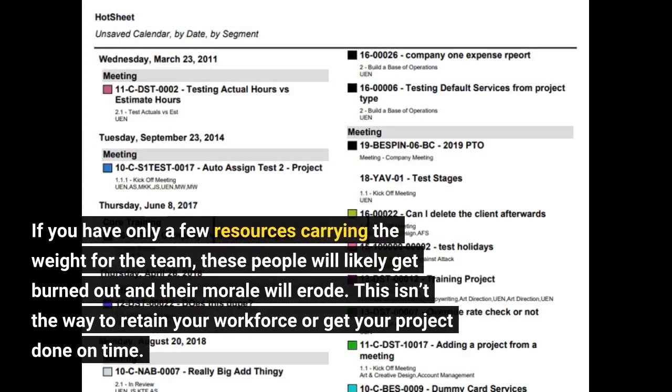If you have only a few resources carrying the weight for the team, these people will likely get burned out and their morale will erode. This isn't the way to retain your workforce or get your project done on time.